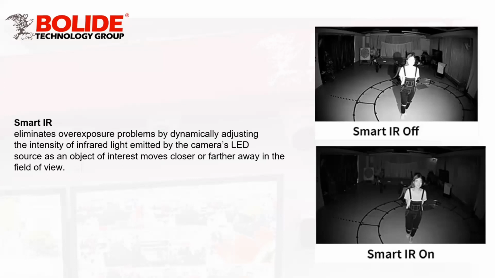We have a lot of situations where the IRs will give you a whiteout like the image. You can't see the person in front of you because the IRs are just too intense. What Smart IR does is allow the camera and the IR to adjust when something's in front of it. It'll lower that beam, not as bright, and allow you to see the image.